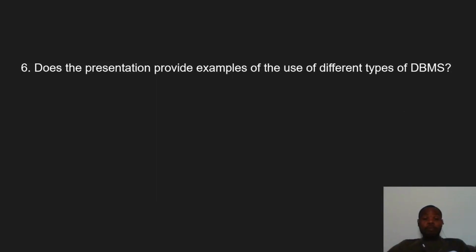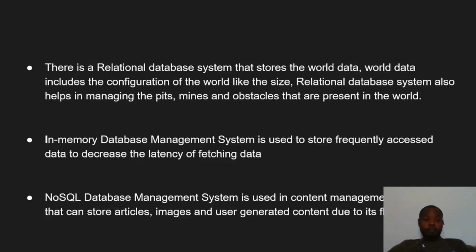So does the presentation provide examples of the use of different types of database management systems? So there are relational database systems that store information in related tables. For example, we have, for this one, world data. The world data includes the configuration of the world, its size, and then the relational tables, which include its mines and obstacles that are then stored as the other things that are contained within the world.